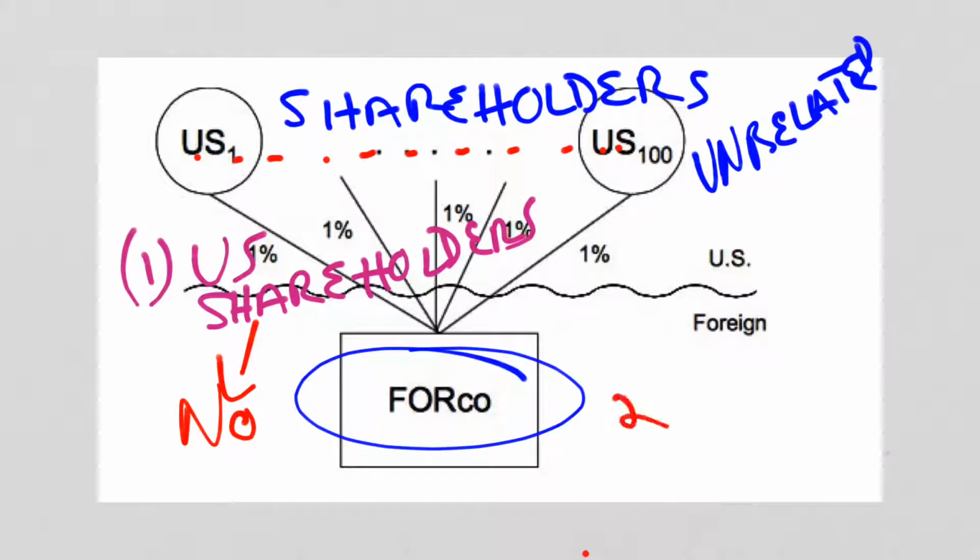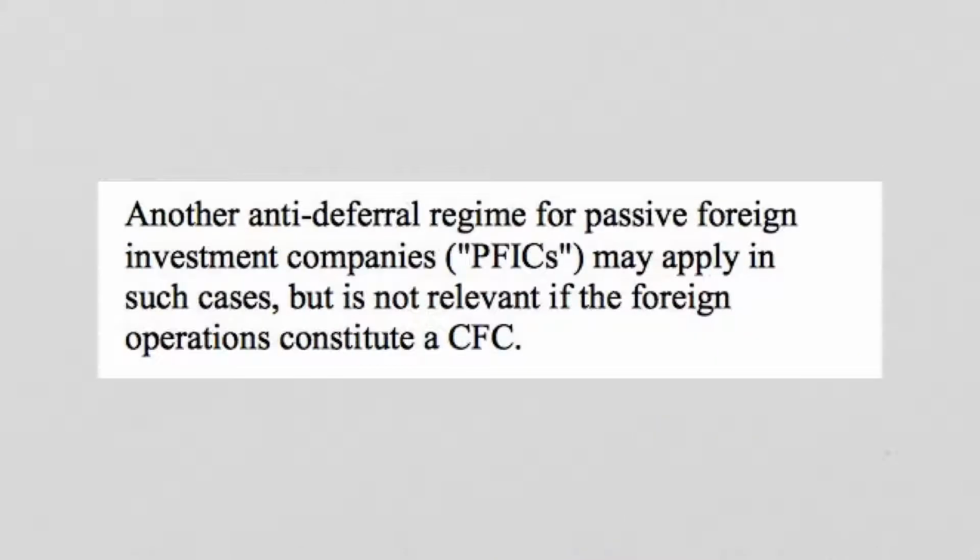So if you go to step 2, we don't have anybody owning greater than 50% because we don't have any U.S. shareholders, according to subpart F. Yes, they're all U.S. shareholders, but they each own less than 10%, so they don't even get counted in the decision tree as to whether we have a CFC. That brings up a really interesting planning point.